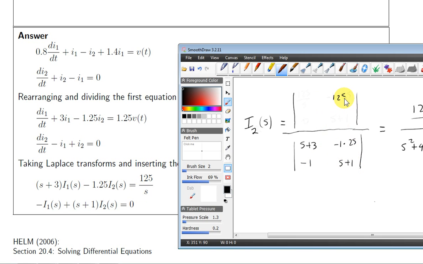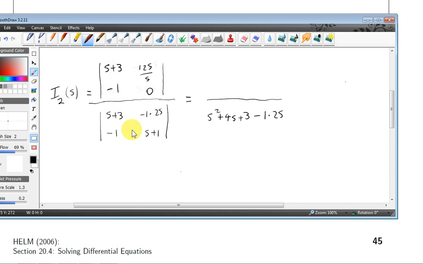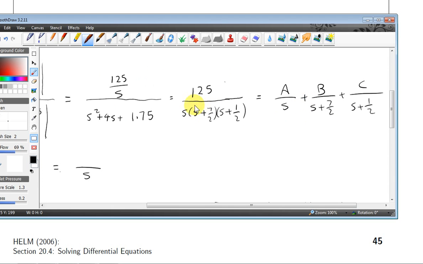That's 125 over s, 0, and the I1 column remains the same. So the denominator will be the same as before, but now the numerator is s plus 3 times 0, which is 0, minus 1 times 125 over s. That'll give us plus 125 over s on top. Now we saw the factors of this before, and we multiply above and below by s. So again, of course, we can use the cover-up method.